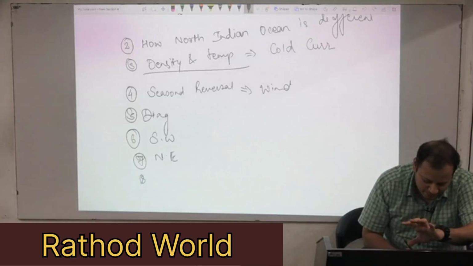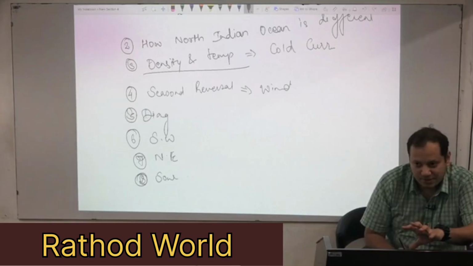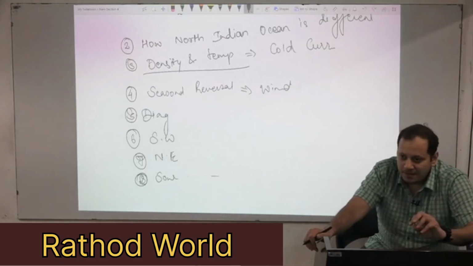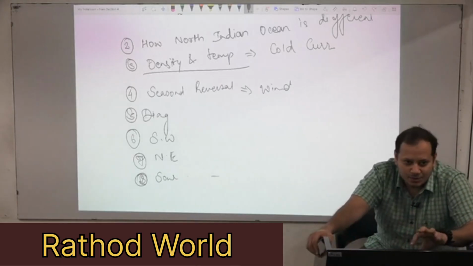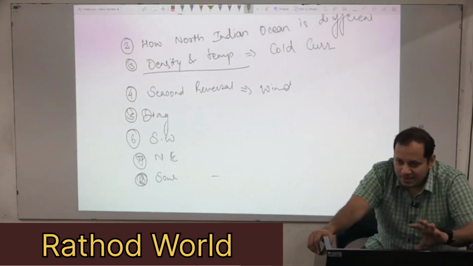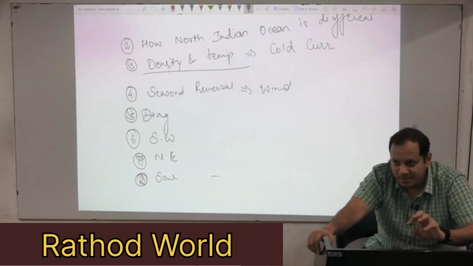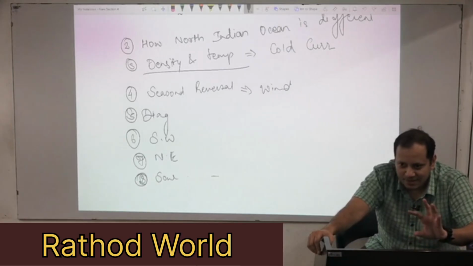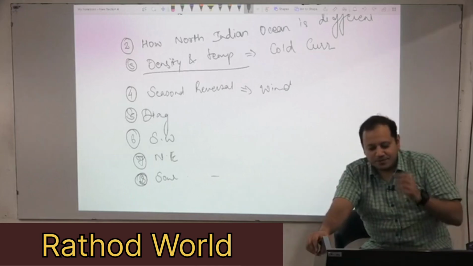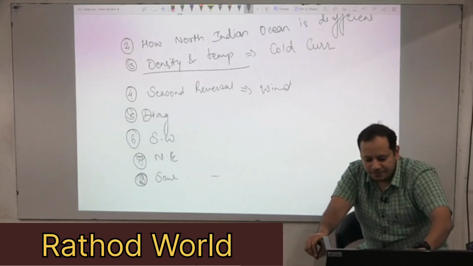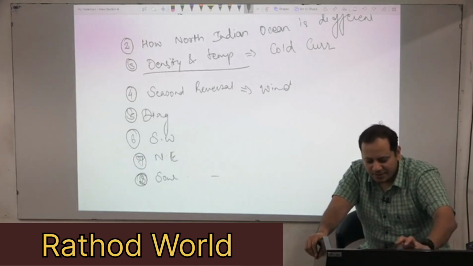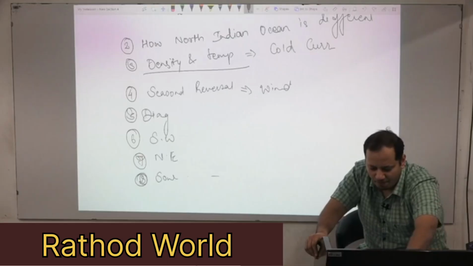And the eighth point: the normal current system is maintained in the southern Indian Ocean because it is connected to the Antarctic. Thus, unlike the other oceans where landmass, salinity, density, etc. play an important role, here the most dominant role is played by winds. Fine? Getting it? Try to write like this. So, one thing: you take down some of the points regarding the Indian Ocean.